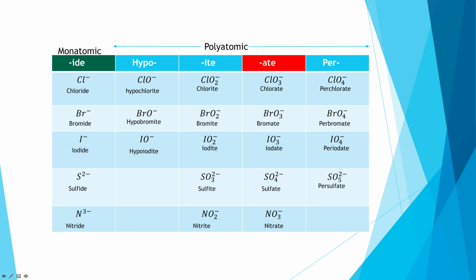So looking at the chart, if you can memorize the ate polyatomic ions, then you can follow the rules to learn the rest. So look at chlorate. If you memorize chlorate, then you just need to remember the rules. That ite is 1 less, so you know chlorite is 1 less oxygen, and per is 1 more. So perchlorate is 1 extra oxygen than chlorate, and hypochlorite will be 1 less than chlorite. This will follow with the others as well. And if it ends in ide, it is a single monatomic ion.